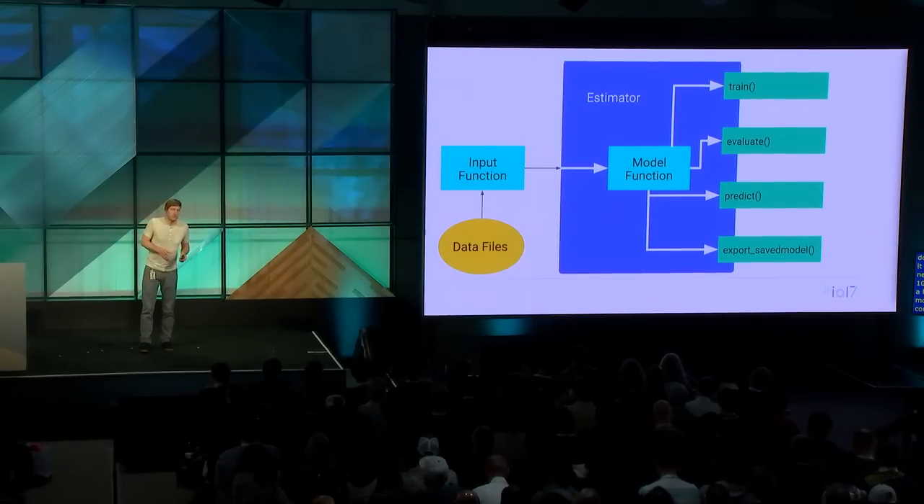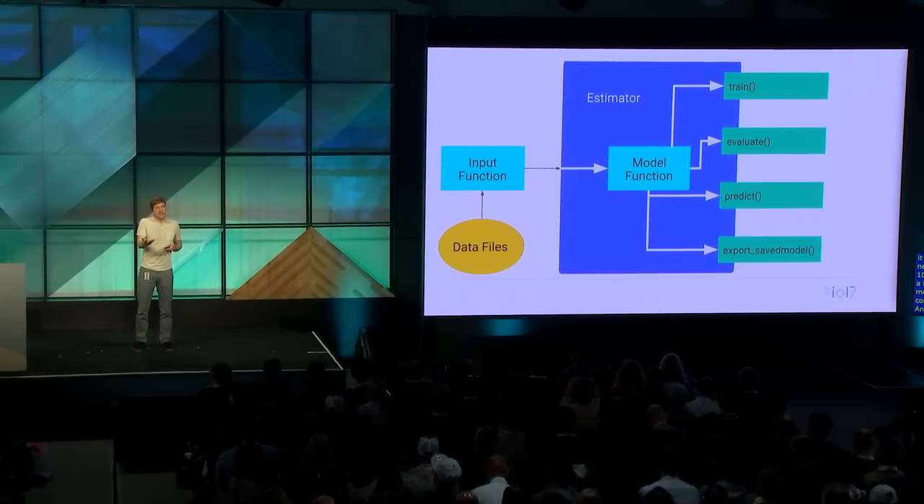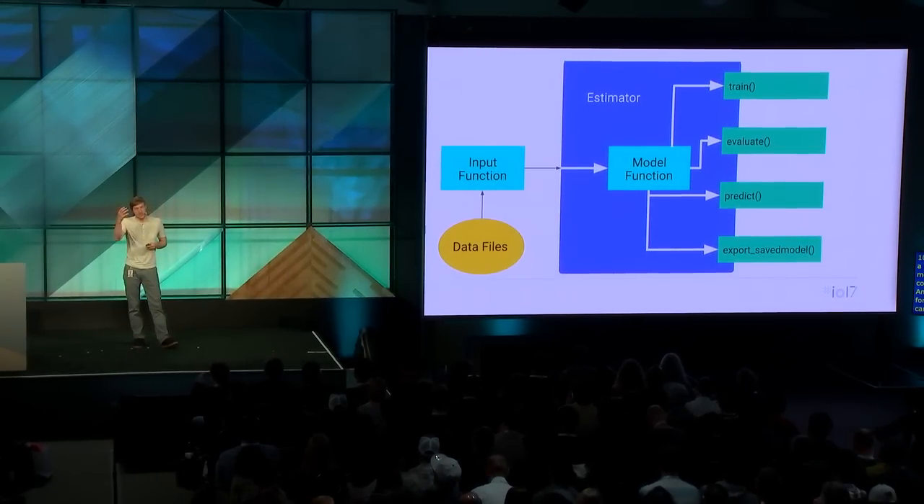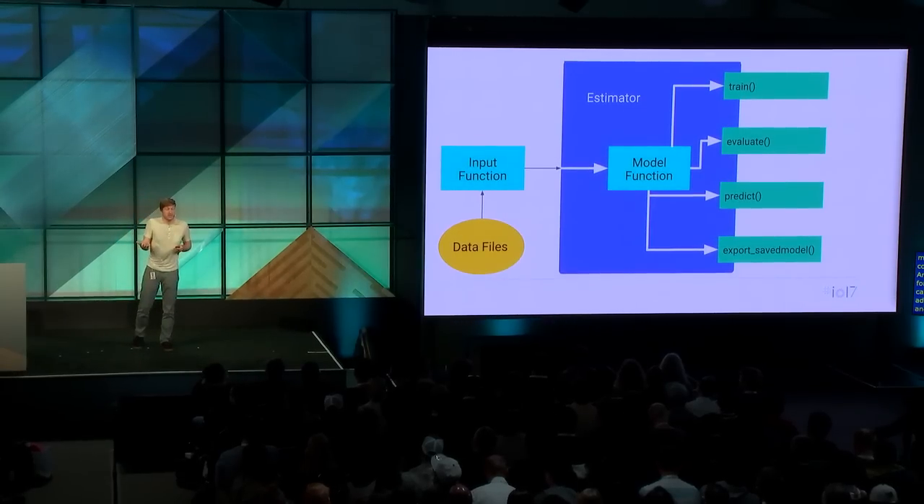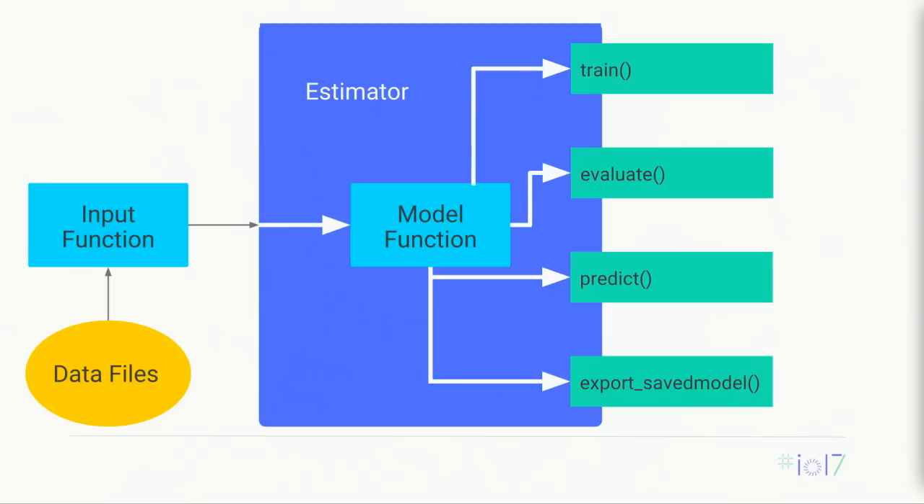And if none of that's worked for you, you can still take advantage of the training loops and all of the infrastructure that is in the estimator itself. And you can completely swap out the model and write your own. The way you do this is we have this estimator base class, and you can put in what's called a model function. And this allows you maximum flexibility.